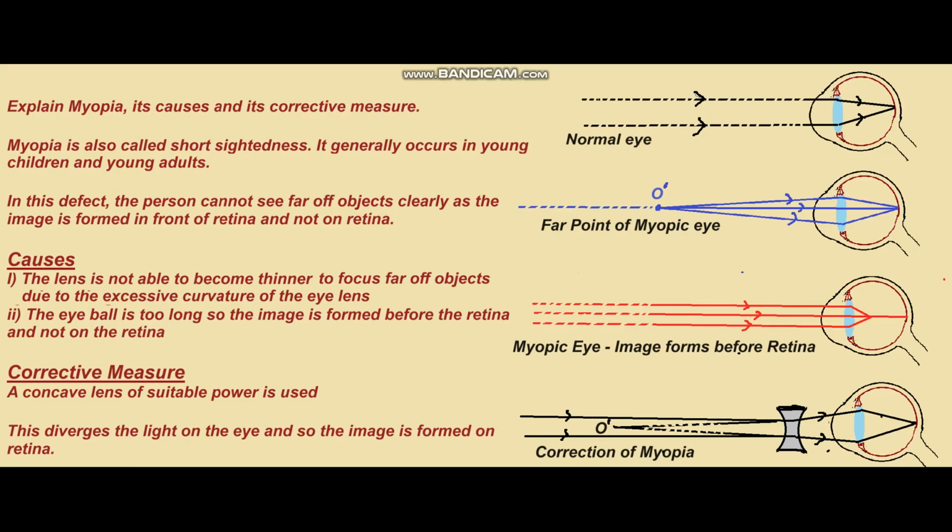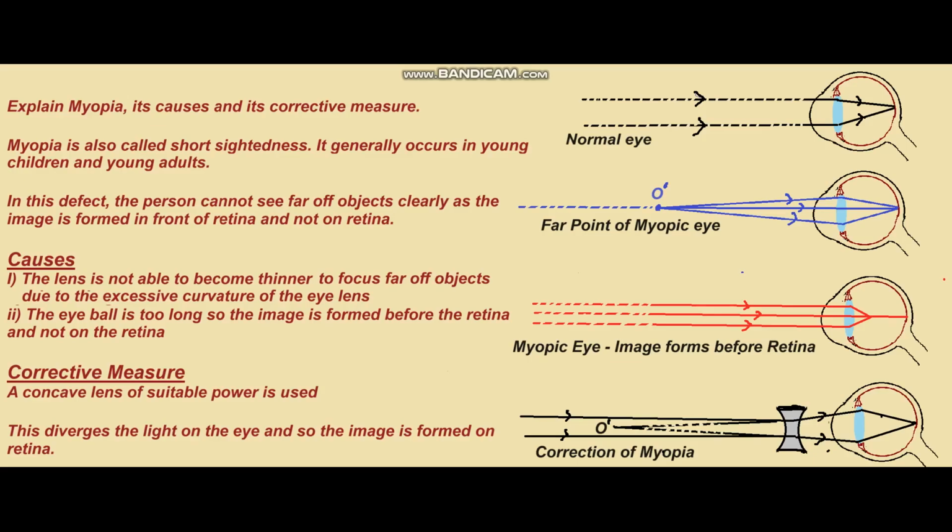The first is the far point of a normal eye is infinity. The second, the distance between the eye lens and the retina for a normal eye is about 2.5 centimeters. Now, a normal person can see objects kept as far as infinity very clearly. This is shown by the first diagram. You can see that the rays coming from infinity are focusing on the retina.